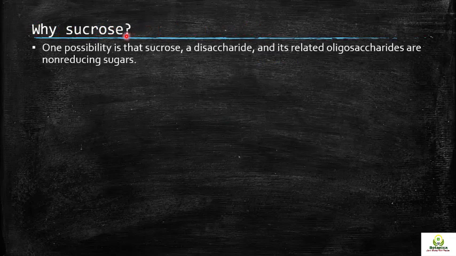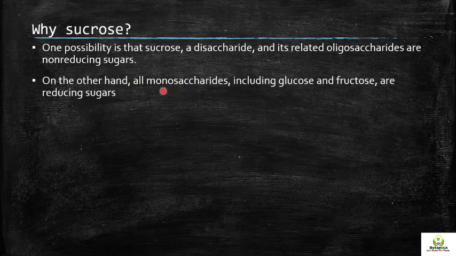So there is another question: why is food transported in the form of sucrose, and why not glucose or any other sugar molecule? One possibility is that sucrose is a disaccharide. In disaccharides we have a diversity of sugars, but sucrose and its related oligosaccharides are non-reducing sugars. On the other hand, all monosaccharides, including glucose and fructose, are reducing sugars.